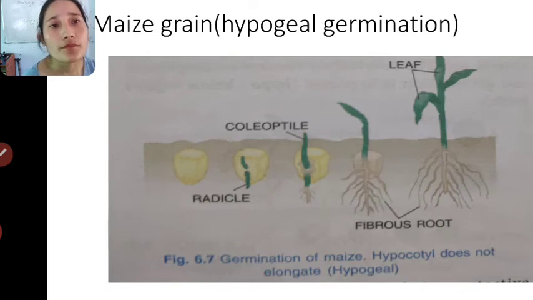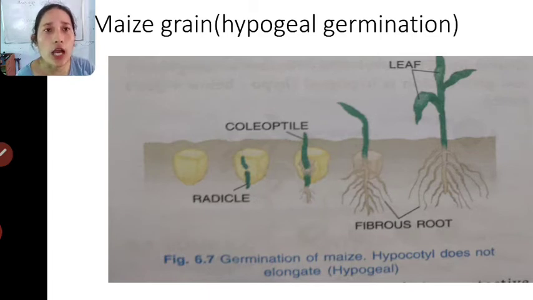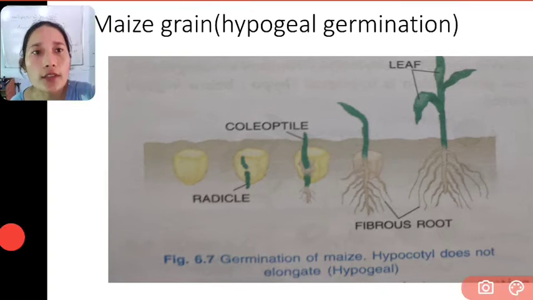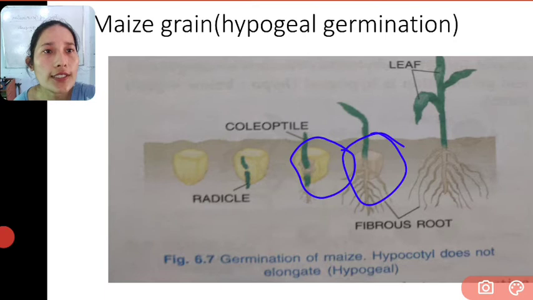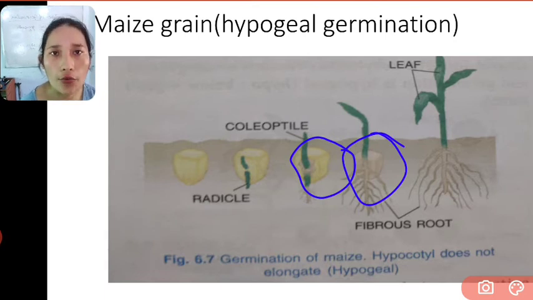Okay, and your plumule has an outer covering called coleoptile, right? So it also breaks that open and then emerges out of the soil. Okay, your plumule too. Now if you look at the cotyledon, where is it? It's still on the ground.